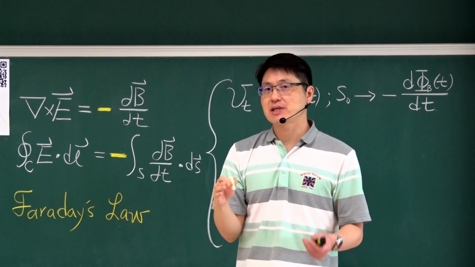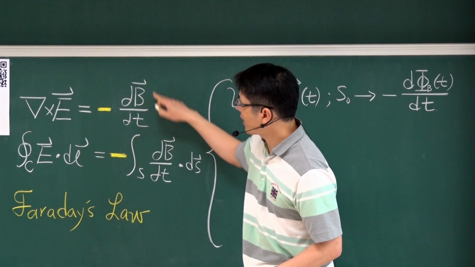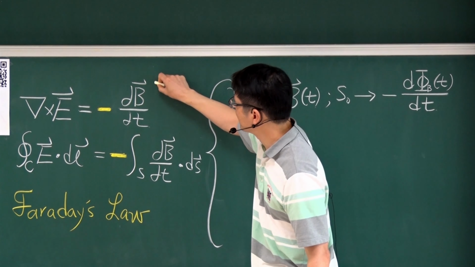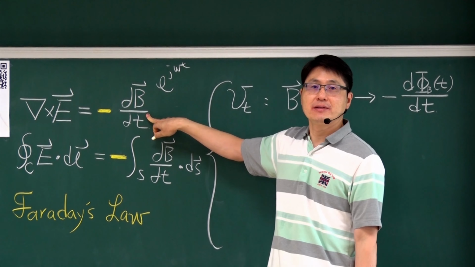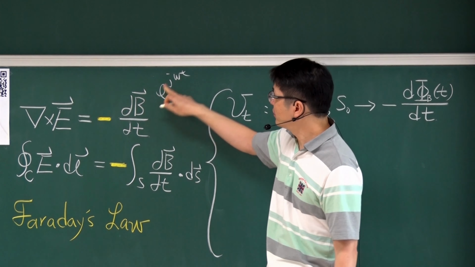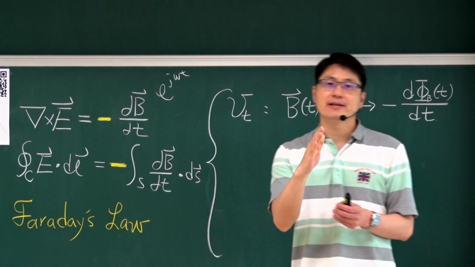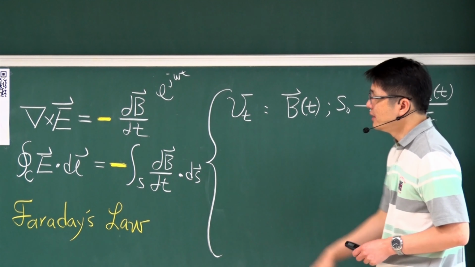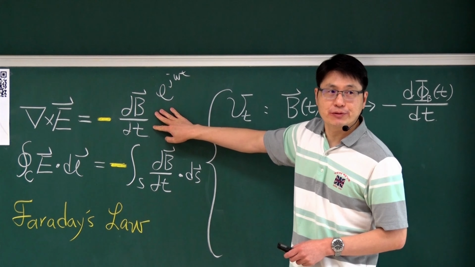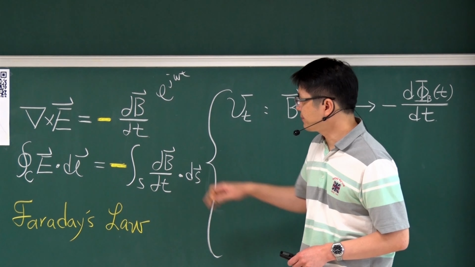Negative sign means a 180-degree phase difference. And now you have a time variation, exponential j omega t. Whenever you have a time derivative, you multiply by j omega. So together, you have a 90 degrees phase delay, right? This is written in the differential form. You can also write it in the integral form, okay?